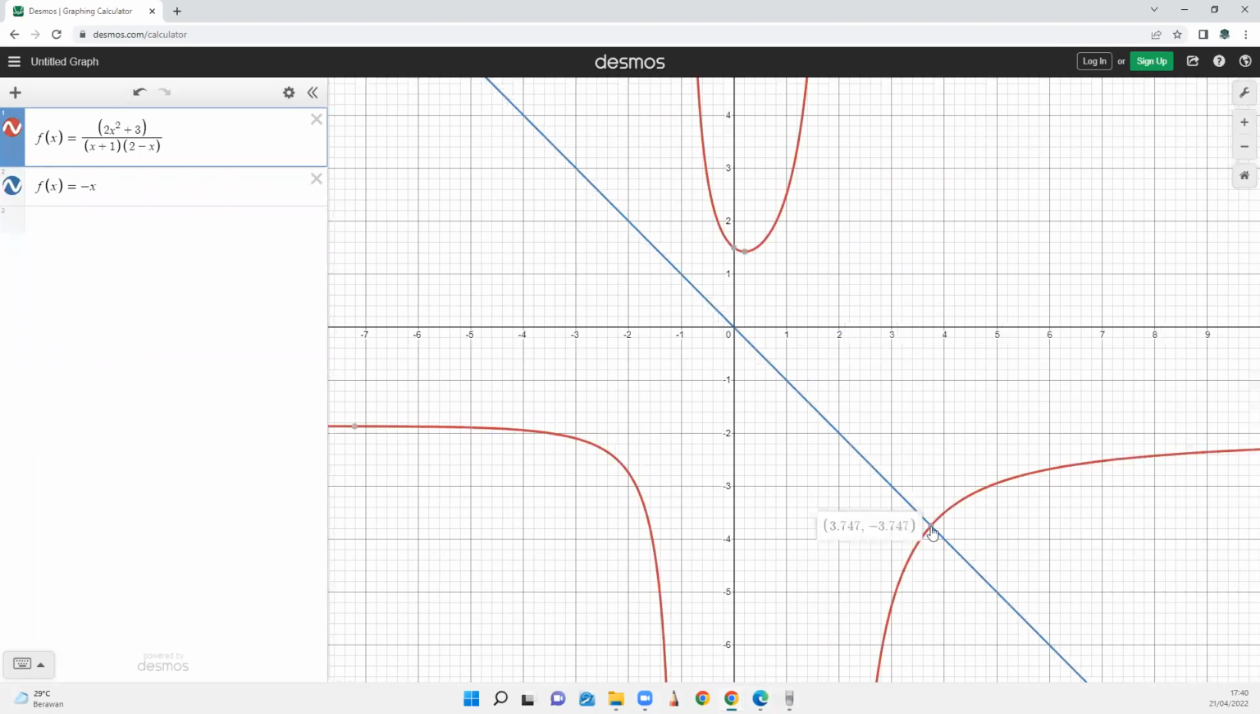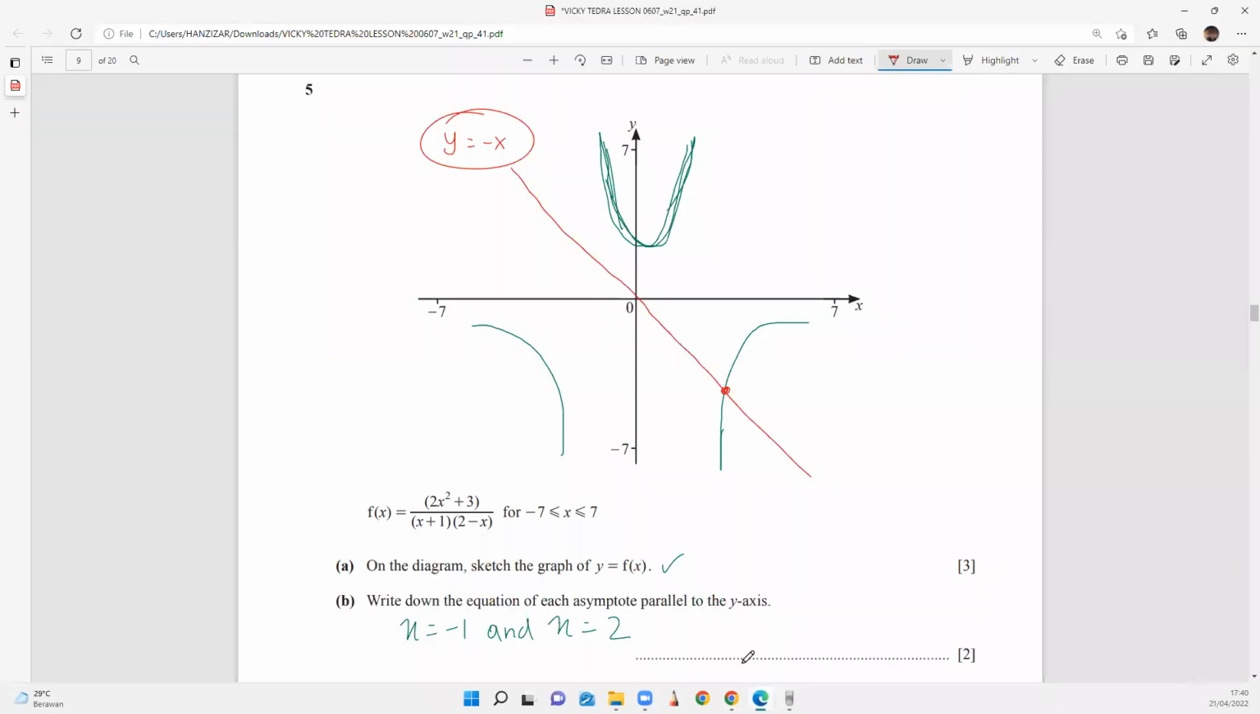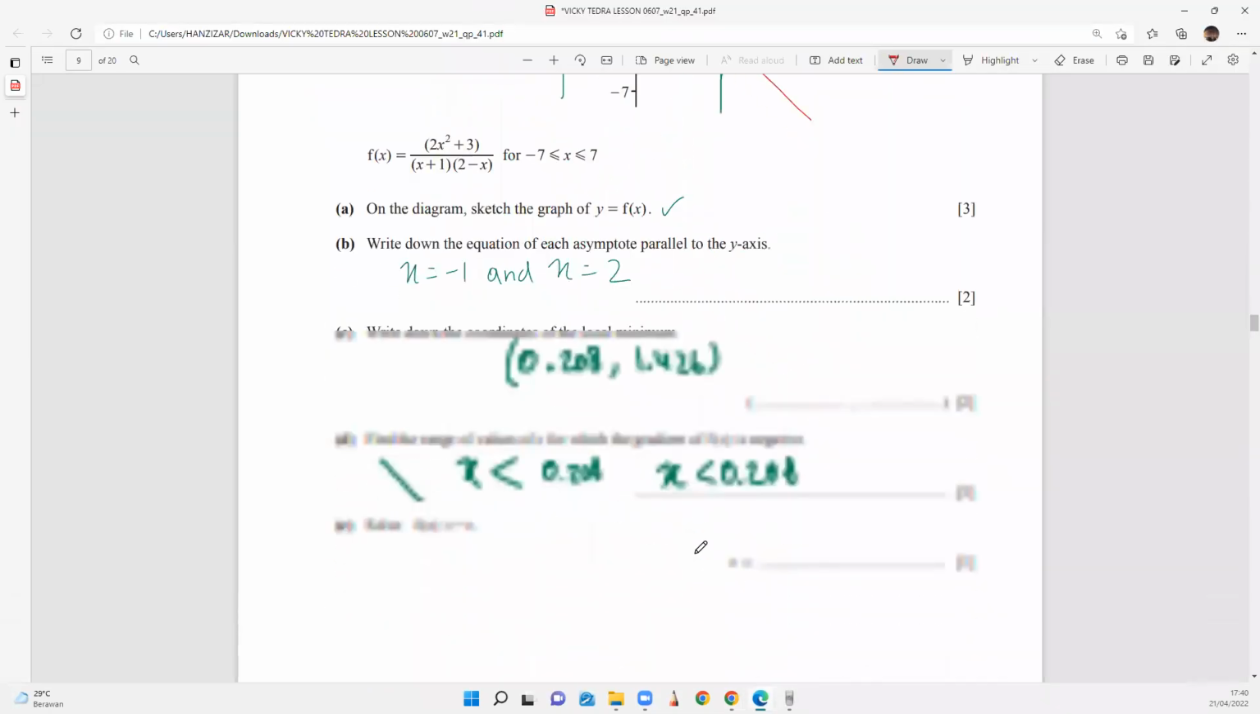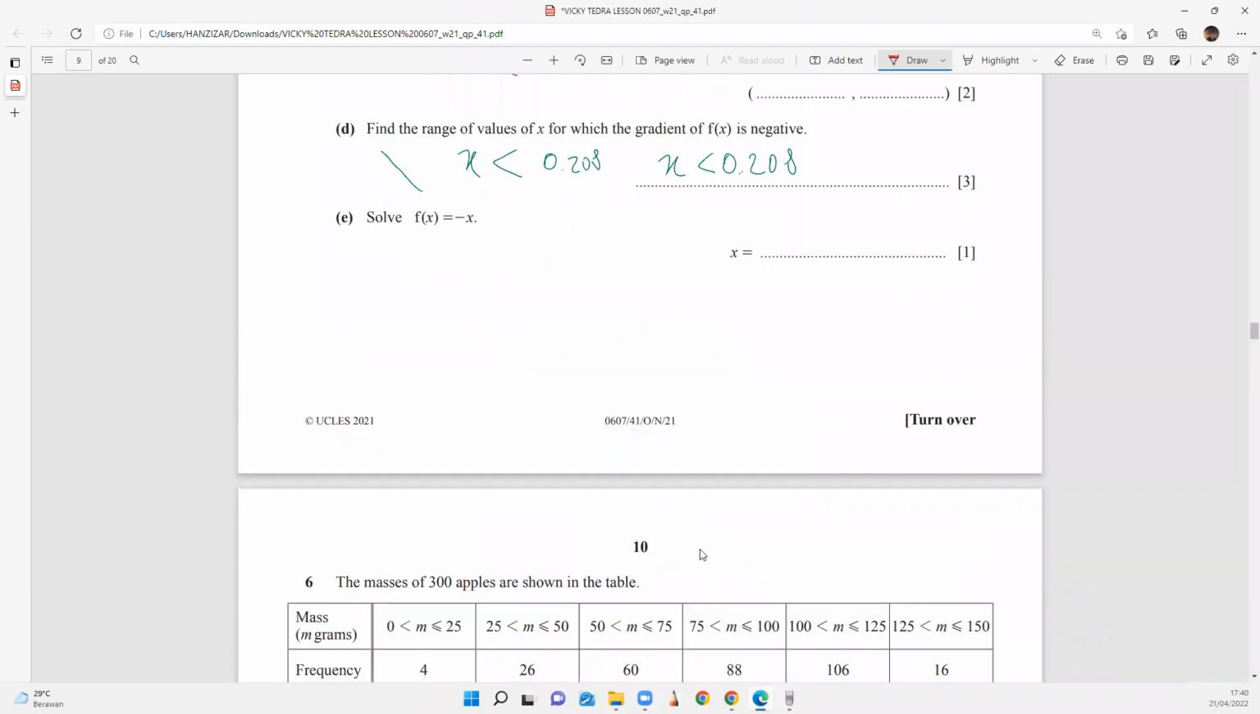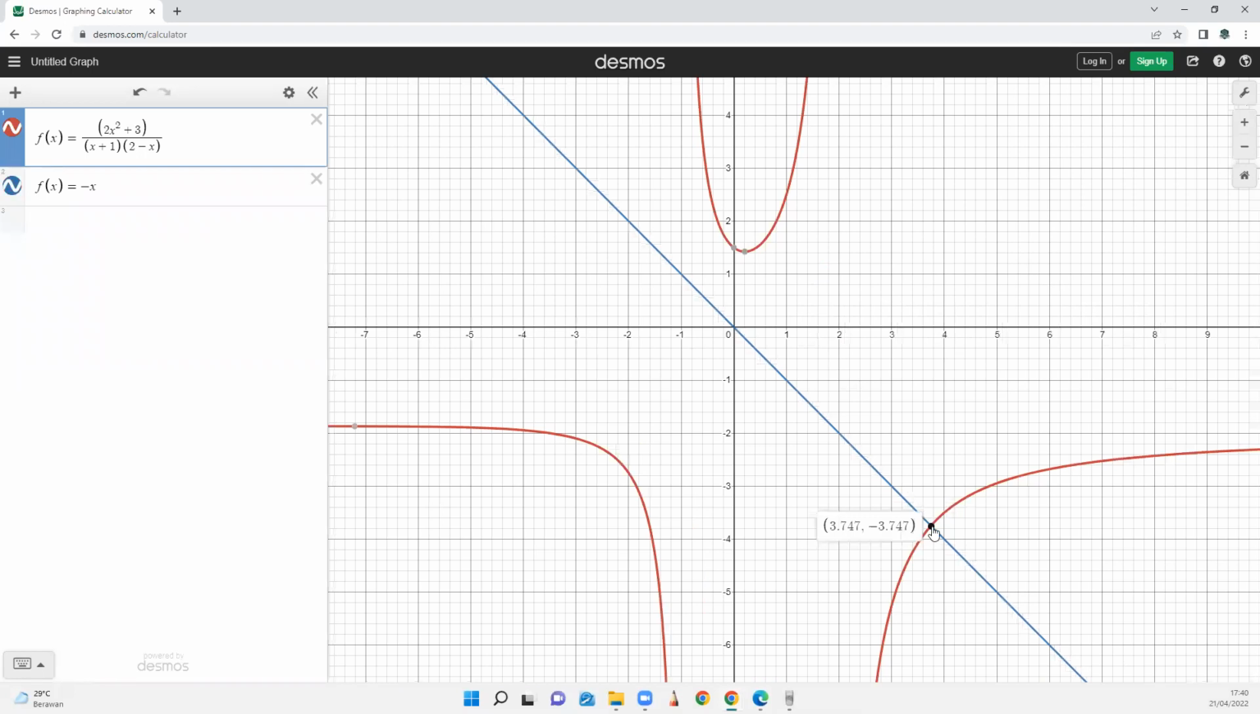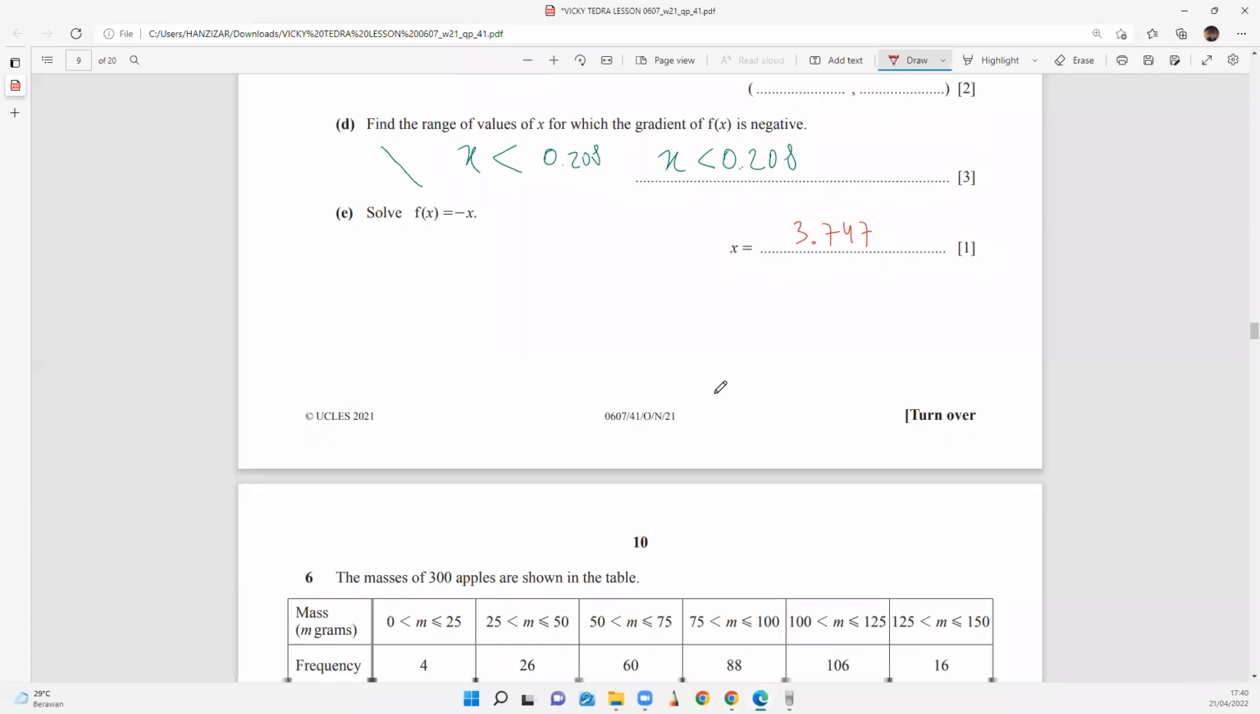And what is the coordinate? 3.747, -3.747. Oh, there's only x. 3.747. That's it. So you don't have to write the y anymore. Yeah, only the x, not the y. But if the question is changed, asking for the intersection point, then both of them are supposed to be written. Okay, let's go to the next question.